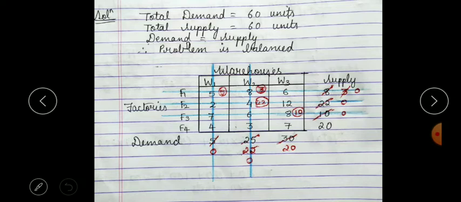Now which is the cell that you have to allocate? There is only one cell that is remaining, that is this. There is no top, there is no left, so there is only one option left with you, that is this cell. So you have to allocate there itself. What is the supply there? The supply there is 20. What is the demand there? That is also 20. What is the minimum of 20 and 20? That is 20 itself. So allocate 20 here.